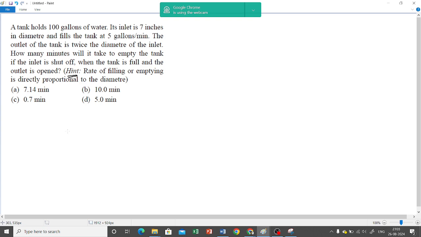Now you see the discharge means this one. How much volume of water is going to come out per minute? The discharge is directly proportional to diameter, we can say that. ইনলেট মানে যেটা দিয়ে জলটা ঢুকছে ট্যাঙ্কে, আর আউটলেট মানে যেটা দিয়ে বেরিয়ে যাচ্ছে। So discharge is directly proportional to diameter.